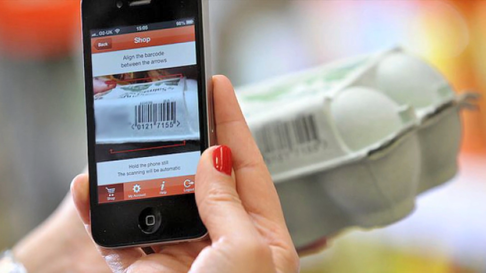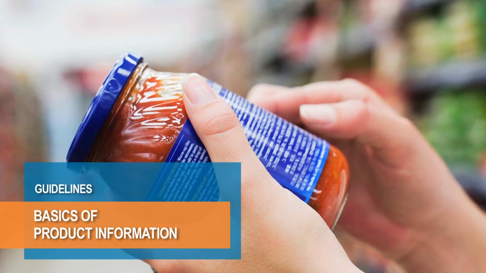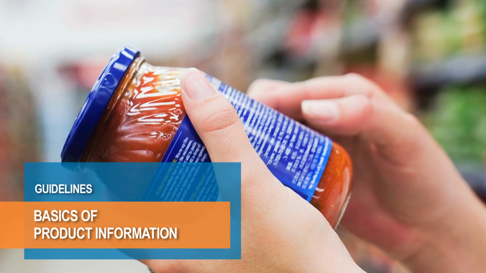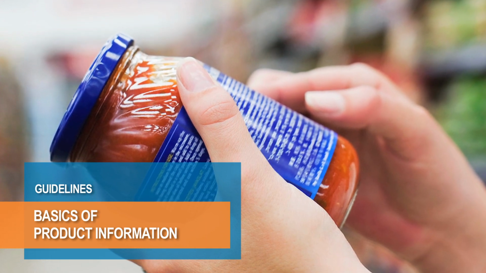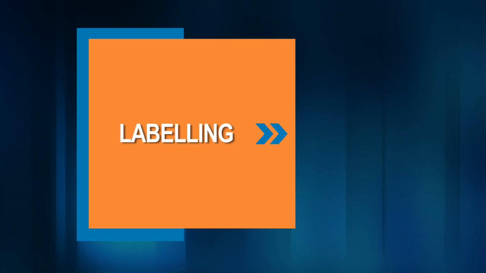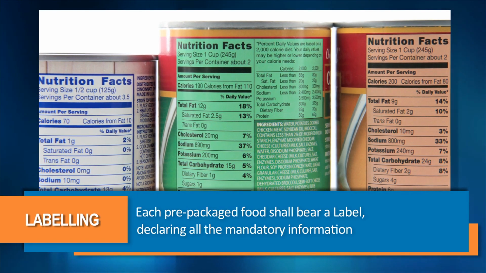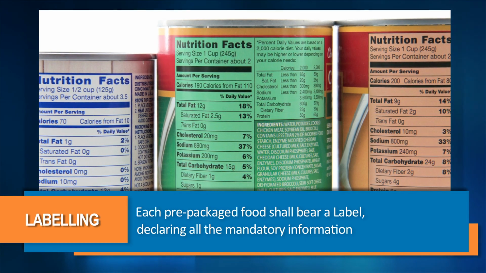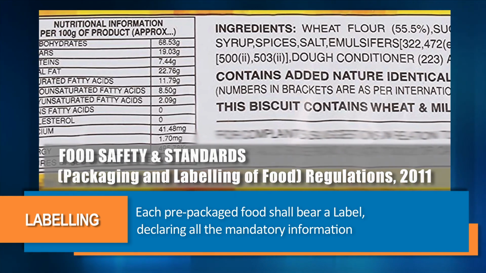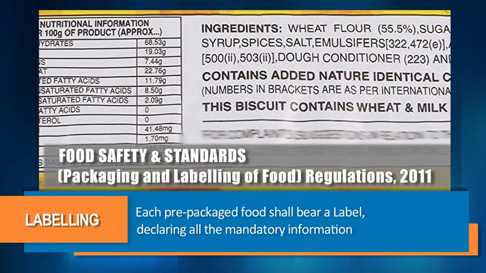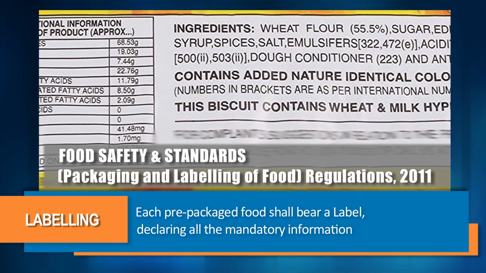In this video, we will learn about the basics of product information that needs to be shared with the consumer to enable him to make an aware choice. Each pre-packaged food shall bear a label declaring all the mandatory information as per food safety and standards, packaging and labeling of food regulations 2011.